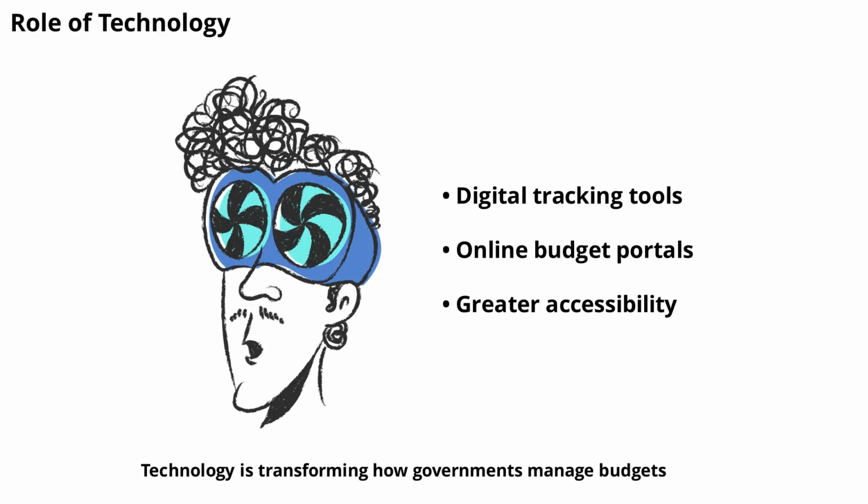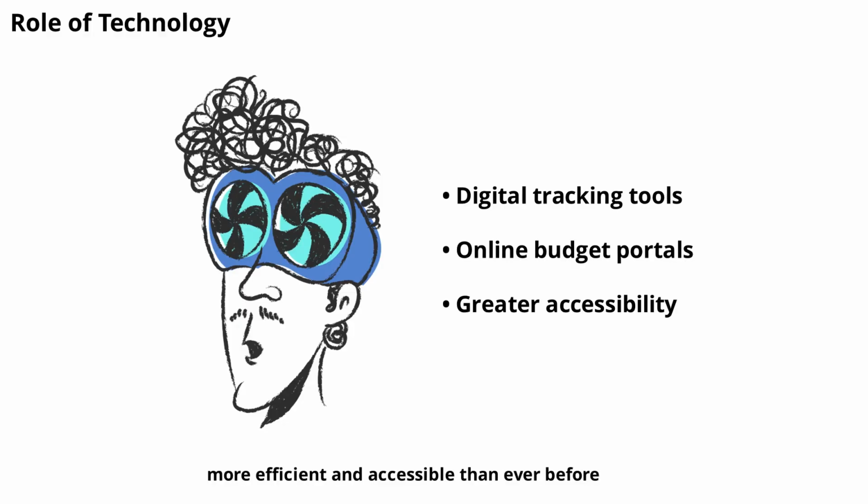Technology is transforming how governments manage budgets. Digital tools make it easier to track spending, share information, and engage with citizens. Online portals allow people to view budget details, submit questions, and even suggest ideas. These innovations are making the budget process more efficient and accessible than ever before.